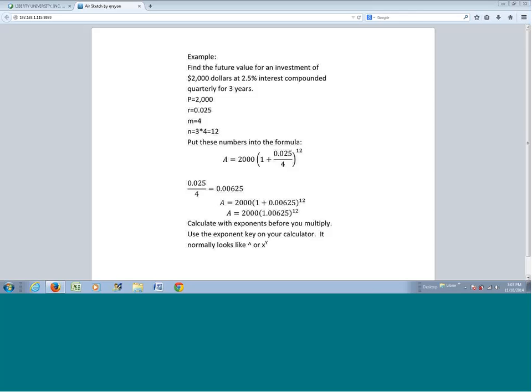That tells me it's going to happen 4 times a year. Okay? Then N is the number of years, which is 3, times the number for M, which is 4. So my N is 3 times 4, which is 12. And we're going to take these numbers and put them in the formula that we just showed on the previous screen.